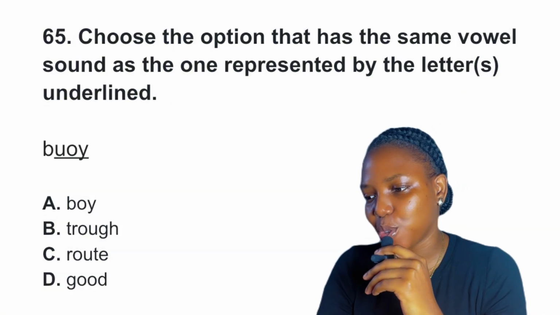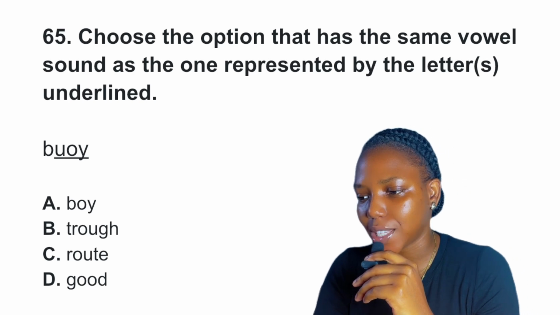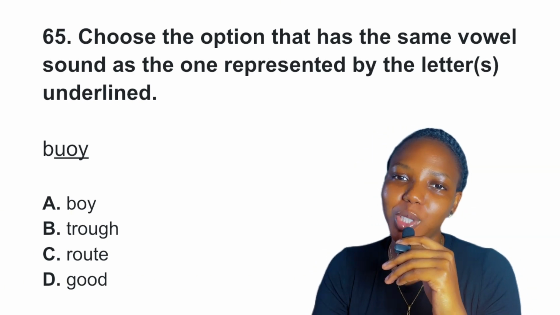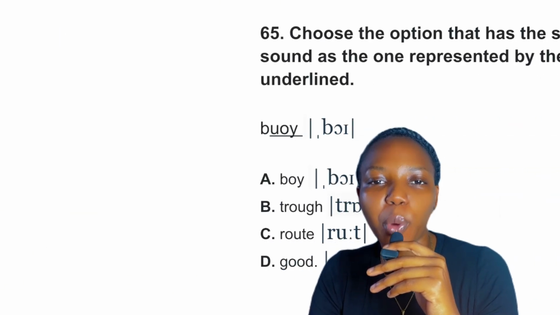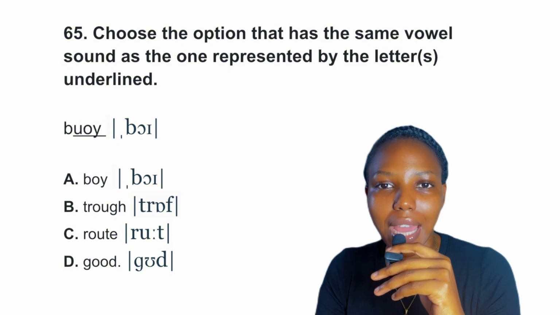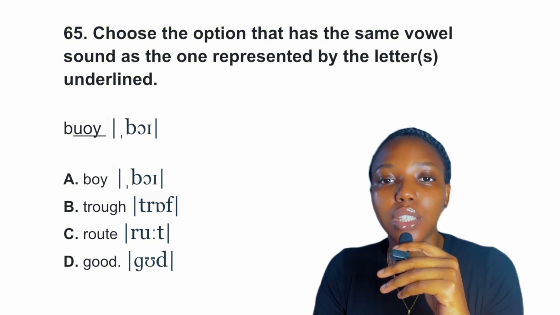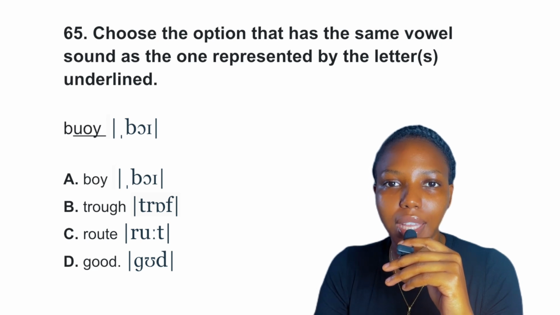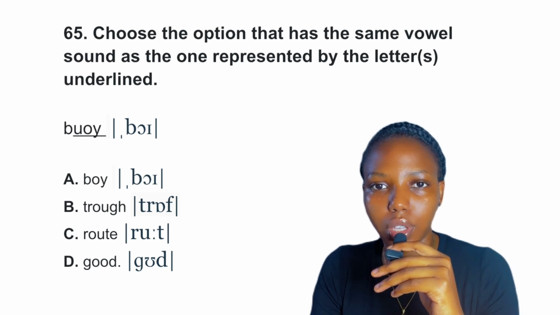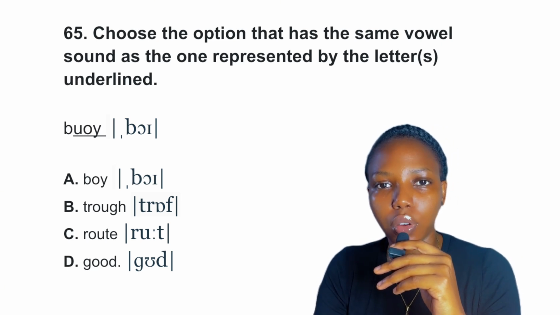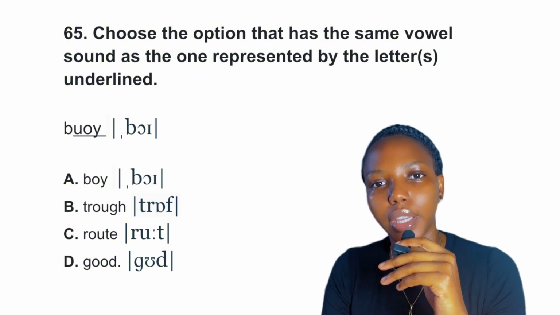Question 65. Choose the option that has the same vowel sound as the one represented by the letters underlined. Now the word is boy. OY is underlined and it is pronounced as oi. So oi is a diphthong, and do not forget we have 8 diphthongs in the English language. oi is one of them. It's a combination of o and e, oi.